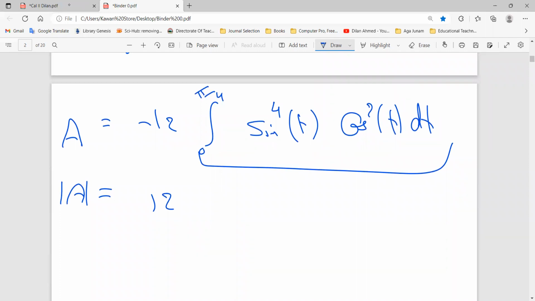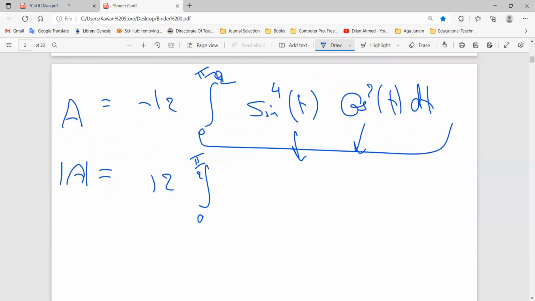Maybe 3, 4. We have 2 even. So how do we change it? Sorry, this is pi over 2, not 4. Pi over 2. How do we change it?